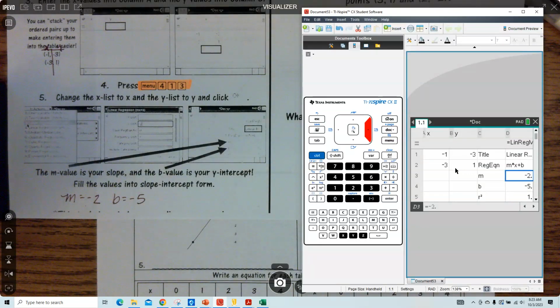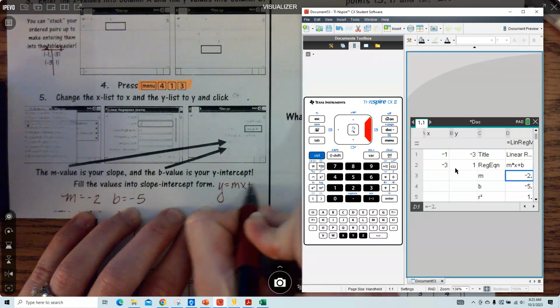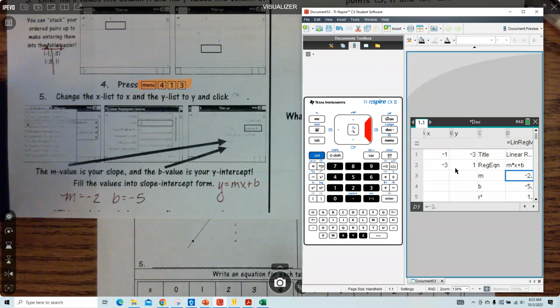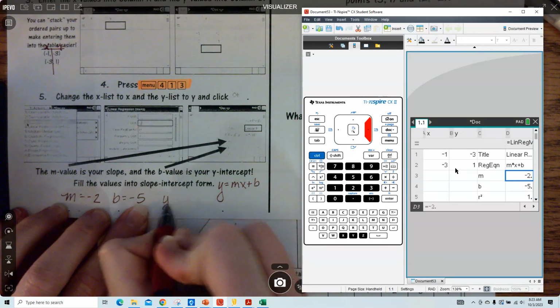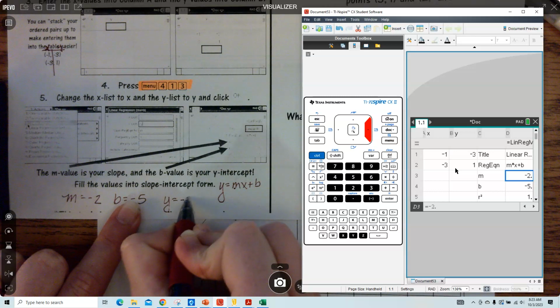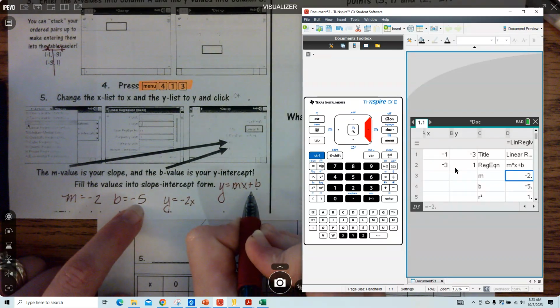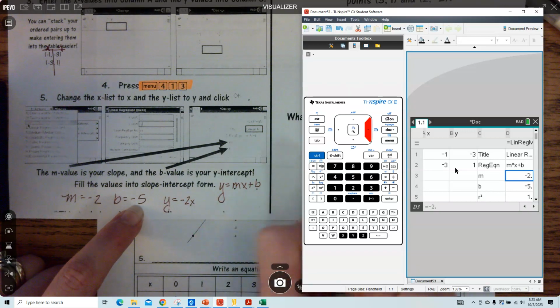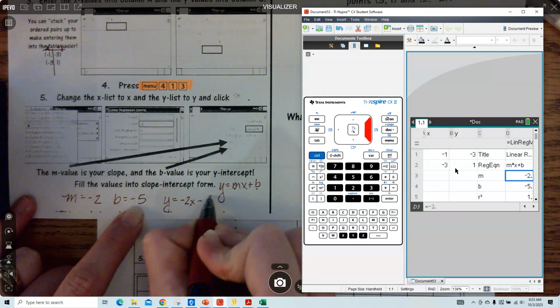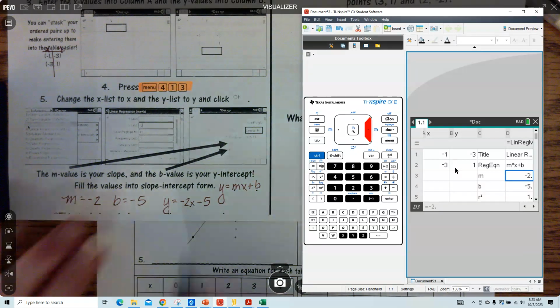Slope-intercept form, which is the form that we use the most this year, is y equals mx plus b. So to write our equation, we swap out the M with the number it gives me. We swap out the B. Now, it gives me a -5, so I'm not going to do plus -5. I'm just going to do -5. And that's my equation.